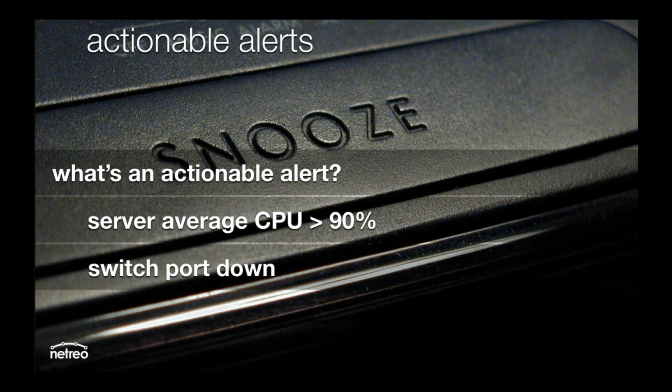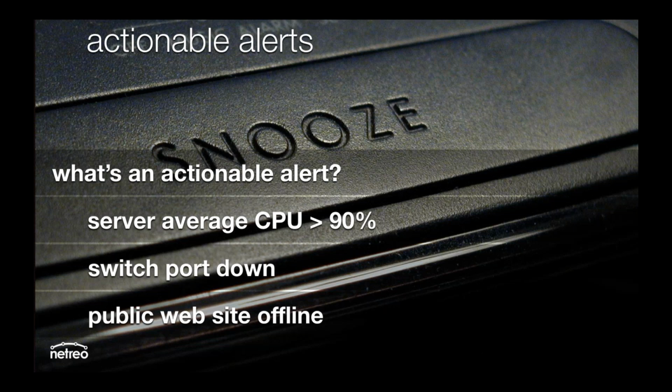Now, what about if a switch port goes down? So is that actionable? Well, if it's plugged into something important, generally yes. So this is a good candidate for an immediate alarm. But what if it's part of a port channel or if it's just one server in a cluster? That might warrant a different priority or a different method of notification that doesn't require a drop everything and fix this kind of response.